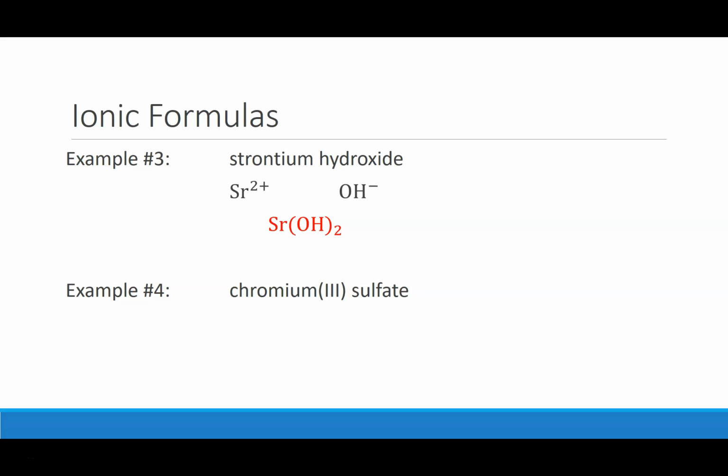Finally, example number 4, chromium(III) sulfate. Chromium(III) Cr3+ is the cation, and sulfate SO4 2- is the anion. Notice the Roman numeral 3 in chromium(III) means that it has a +3 charge. In this case, we will need 2 chromium(III) ions and 3 sulfate ions to cancel out the charges. So the formula is Cr2(SO4)3. Again, the parentheses around SO4 and the 3 outside of it denote that there are 3 sulfate ions for every 2 chromium(III) ions.